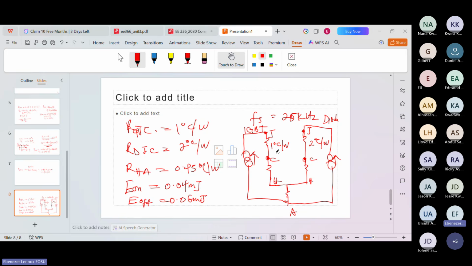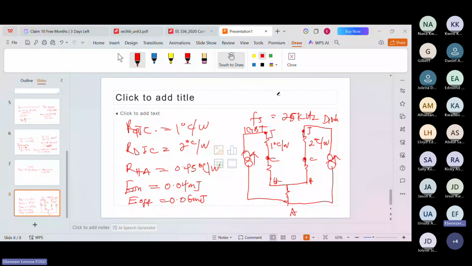Okay, so this is the thermal model, but we are not done, right? So we go back to the question and get other information. When you look at the question, we've been given the temperature. We are told that we should ensure that the junction temperature of neither device exceeds 90 degrees Celsius.